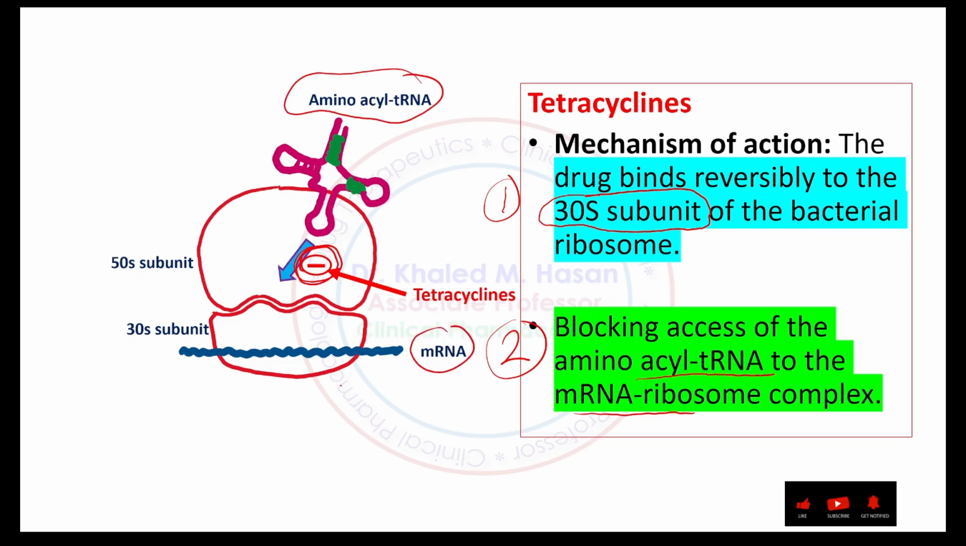messenger RNA, and this will lead to the inhibition of protein synthesis. So this explains how tetracycline works by blocking access of transfer RNA to the messenger RNA by binding to the 30S ribosome subunit.